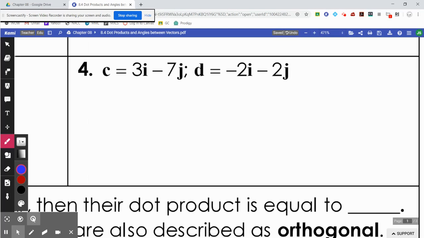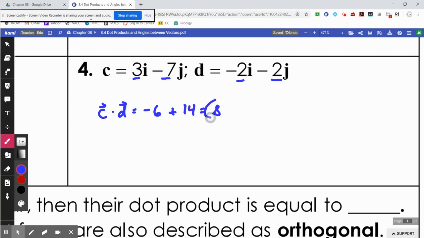And number 4, same thing, C dot D is equal to 3 times negative 2, which is negative 6, plus negative 7 times negative 2, which is 14. Negative 6 and 14 is simply 8. And that's all you have to do.